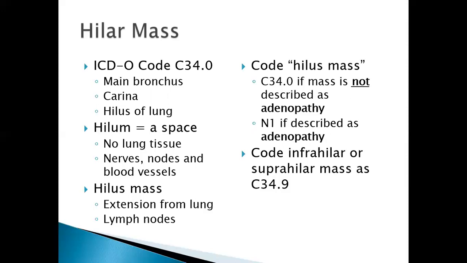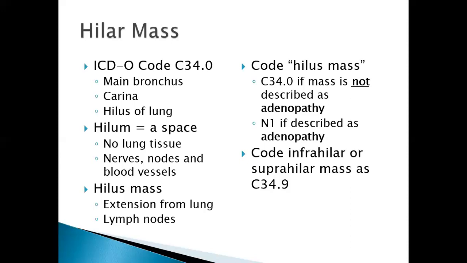If the hilar mass is adenopathy, then it is not the primary lung tumor. I'll repeat that. If the hilar mass is adenopathy, then it is not the primary lung tumor. It is just lung cancer that has metastasized to those lymph nodes. Another thing to keep in mind when assigning site code: if there is an infrahilar or suprahilar mass, that is assigned to the site code 34.9, since this could be a mass in the upper or the lower lung lobes. This is not specific enough information to assign a specific lung lobe. Hopefully the patient will have additional imaging or surgery, and they'll be able to determine the exact site.